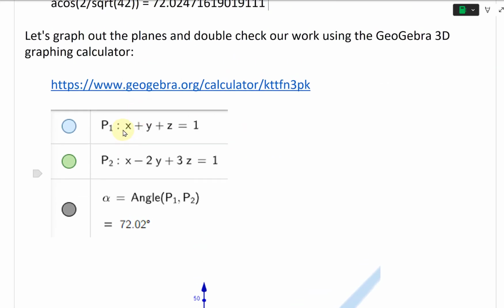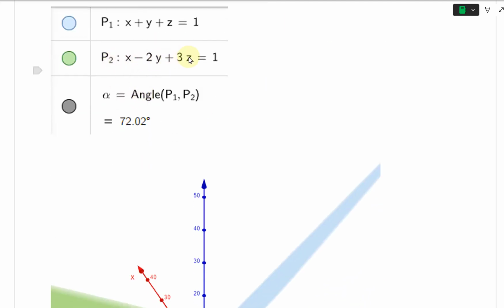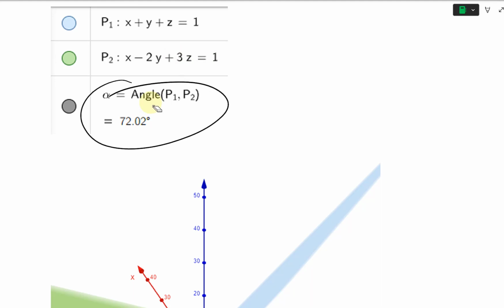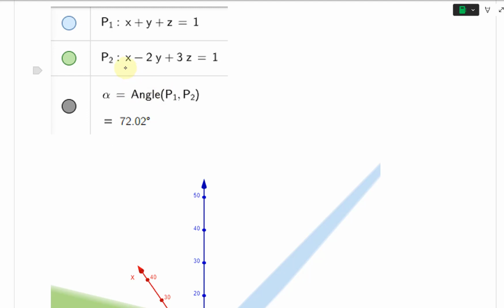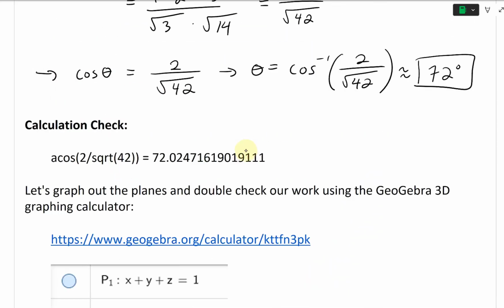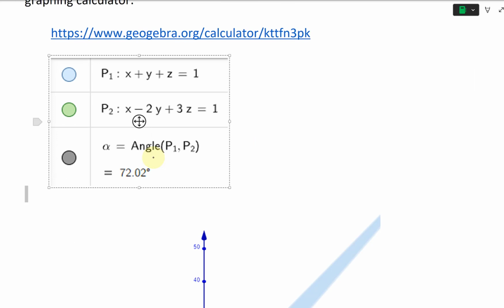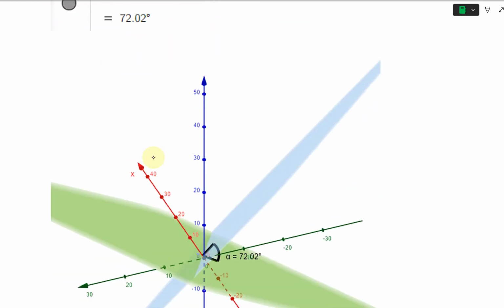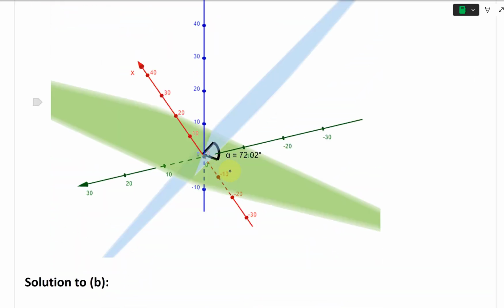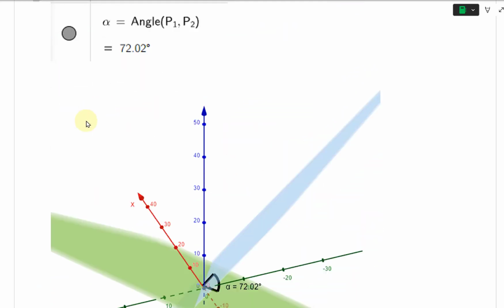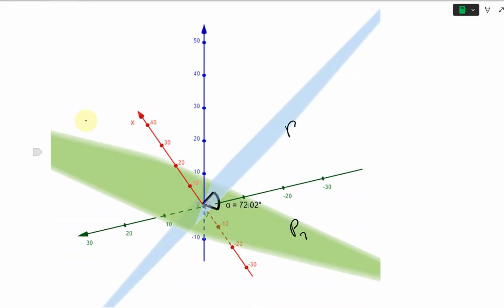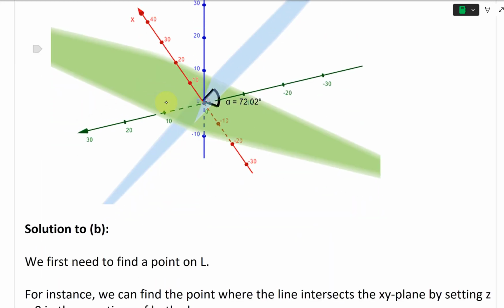So here's the first plane, P1: x plus y plus z equals 1. Then P2: x minus 2y plus 3z equals 1. And then we can also calculate the angle directly using GeoGebra. The angle of the planes P1, P2 is 72.02. Absolutely remarkable stuff here. And here's the graph of it. There's the plane and the other plane, the green being plane 2, and there's the angle 72.02, all shown automatically in 3D.